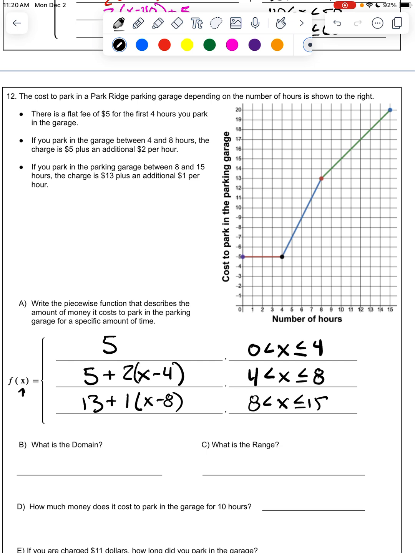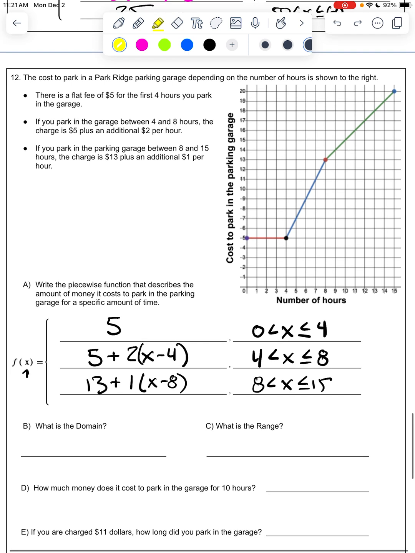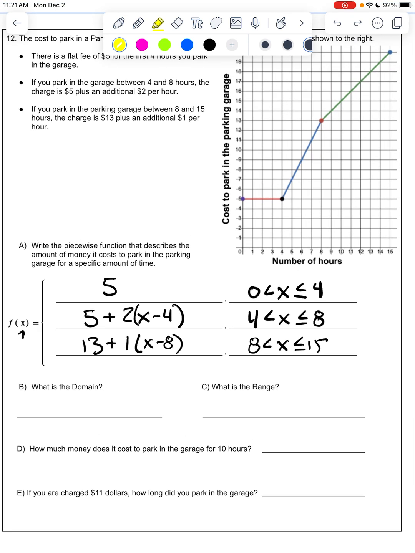If you put this constant portion at the end, if you had 2 times x minus 4 plus 5, totally fine. I'm just trying to use the wording that's in the scenario. All right, what's the domain? Domain is x values. On the left, 0. On the right, 15. And again, we said that it doesn't start charging you until you've entered the garage more than 0 minutes, more than exactly 0. So we're going to put that in there.